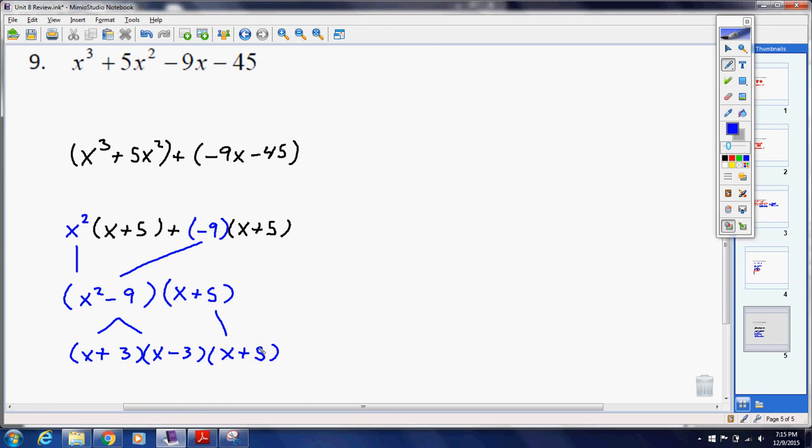All right, so there we have it. The factors of this polynomial in number 9 are x plus 3, x minus 3, x plus 5.